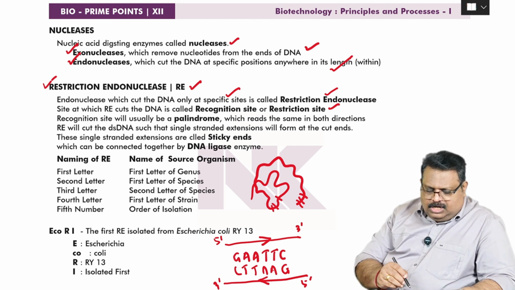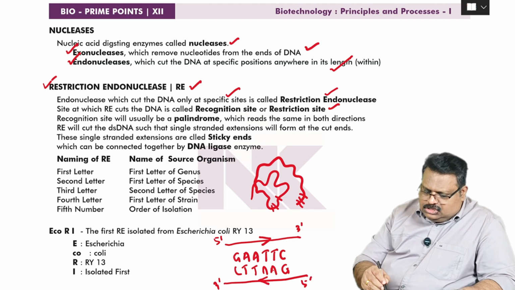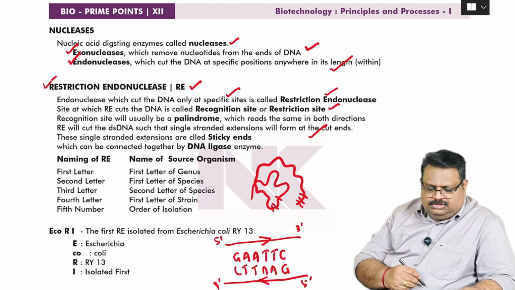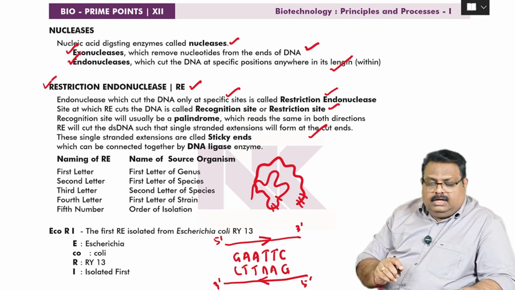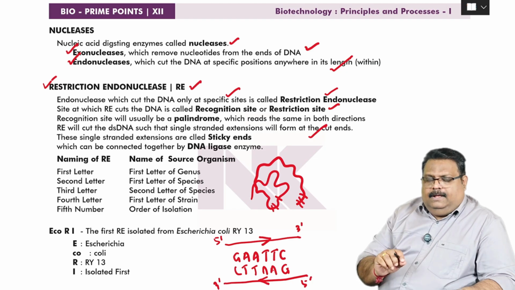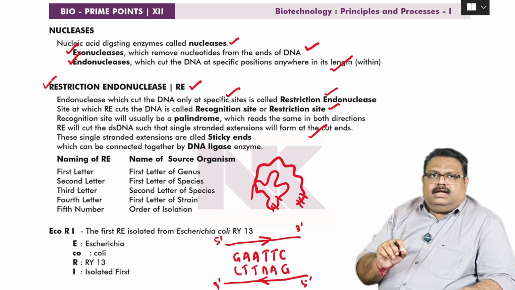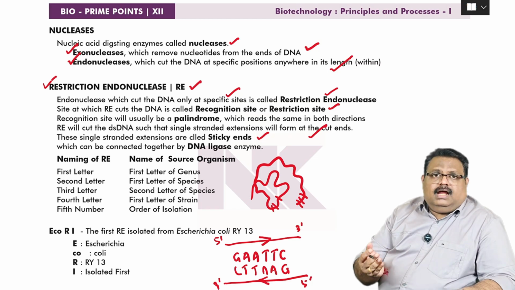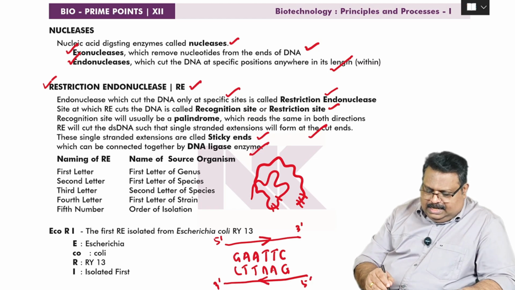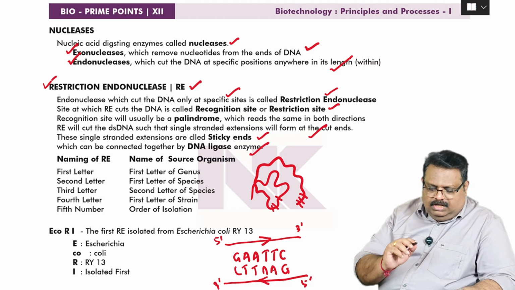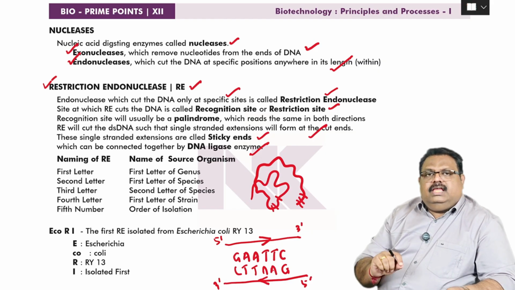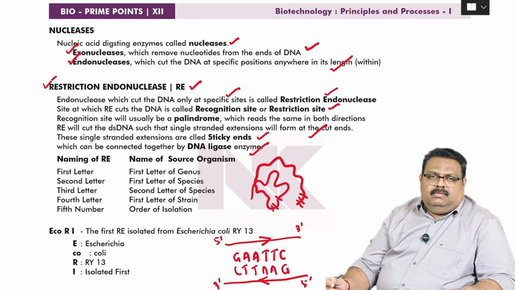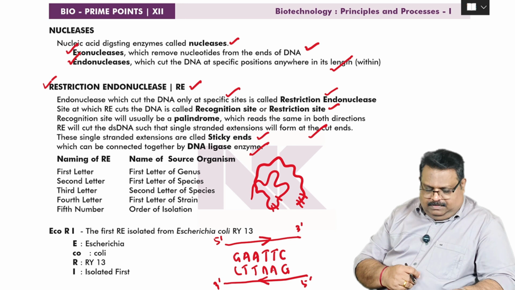RE will cut the double-stranded DNA such that a single-stranded extension will be formed at the cut ends. So it will be cutting the double-stranded DNA, leaving a single-stranded extension at the cut site, that is called sticky end, which can be connected together by DNA ligase enzyme. These are the properties of restriction endonuclease. The sticky ends of two strands may be connected together because the sticky ends must be complementary.